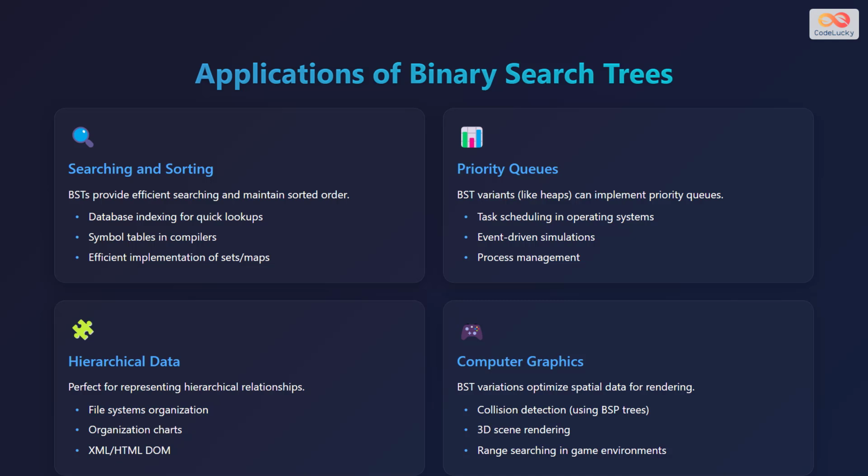Finally, computer graphics. Binary search tree variations optimize spatial data for rendering, collision detection using binary space partitioning trees, 3D scene rendering, and range searching in game environments.